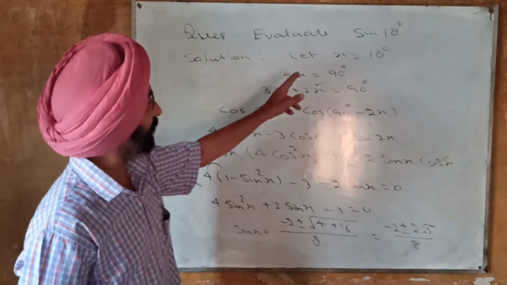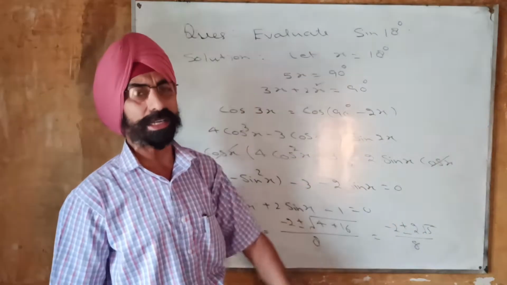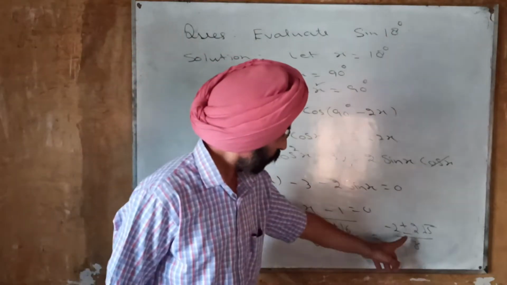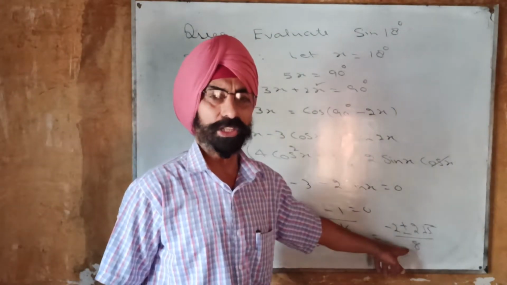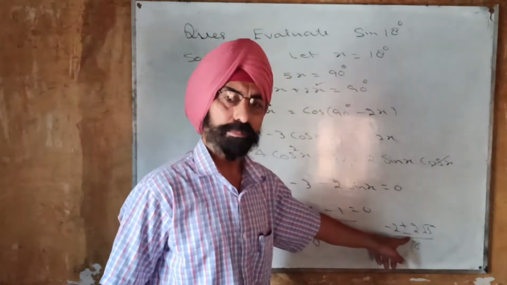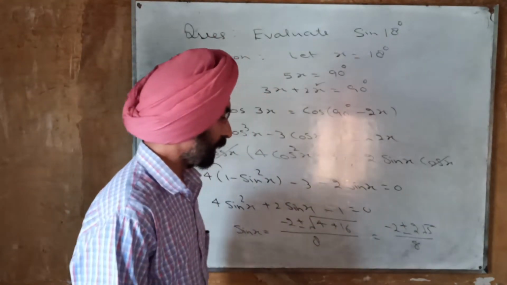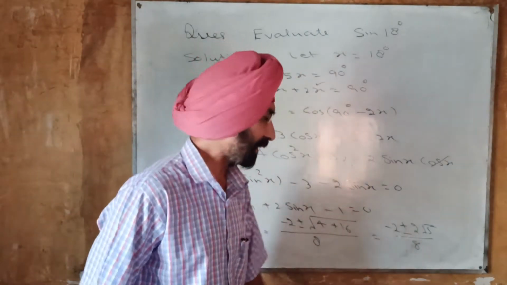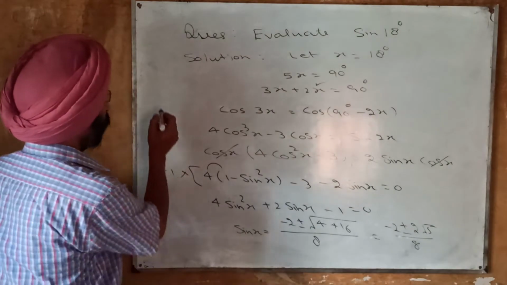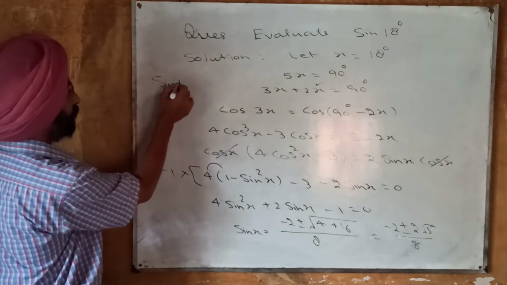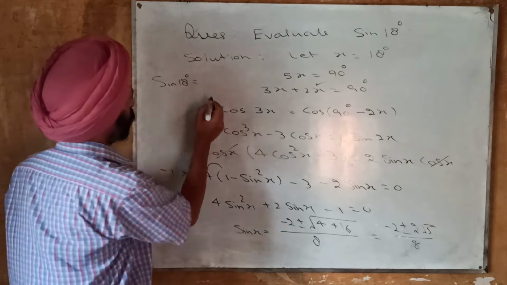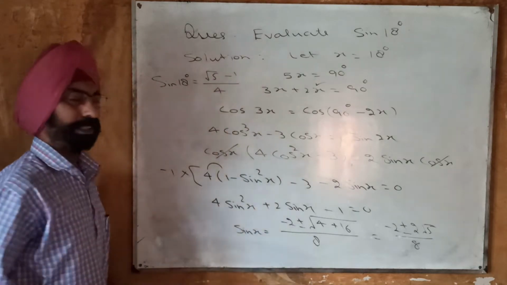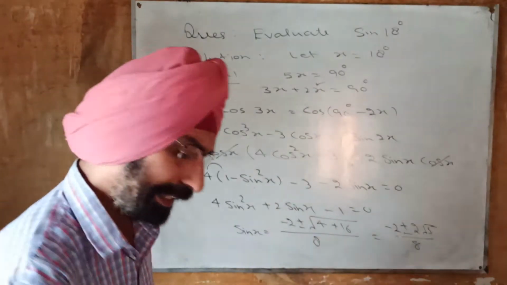Since x is equal to 18 degree is in the first quadrant, and we know that in the first quadrant the value of sine is positive, so the negative sign will not work. You will have to take the plus sign so that the quantity becomes positive. So taking out 2 common and cancelling, we will get the value of sin x, that means sin 18 degree is equal to root 5 minus 1 over 4. This is the value of sin 18 degree.